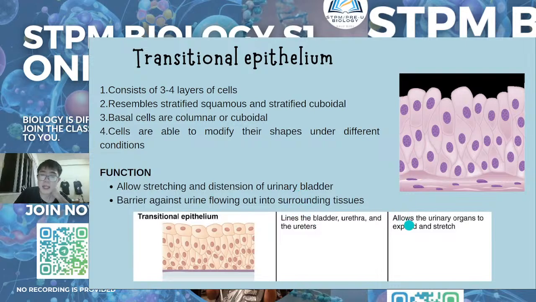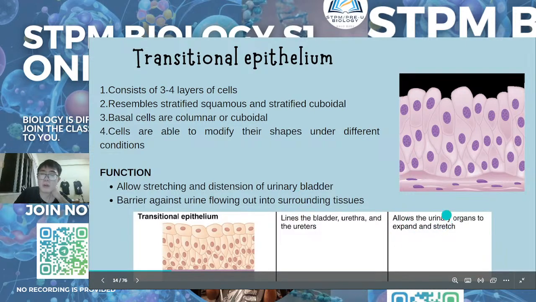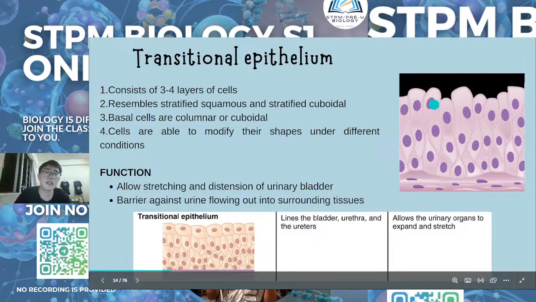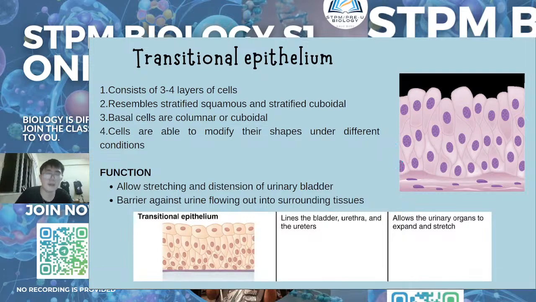So this one plays a major role in our urinary organs, for when you urinate. When you want to go to the toilet, to urinate, this plays the role. So this is the tissue that is located in your urinary bladder.